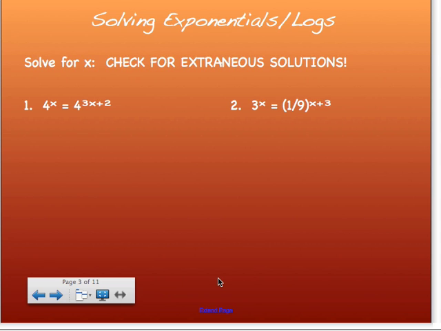Notice at the very top of the screen, it says check for extraneous solutions. We learned that last chapter. Extraneous solutions are solutions that are created during our solving process that may not all actually work when we plug them back into the original. So be careful with that. That implies that we're going to have to check things along the way.